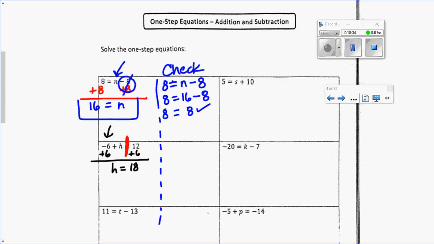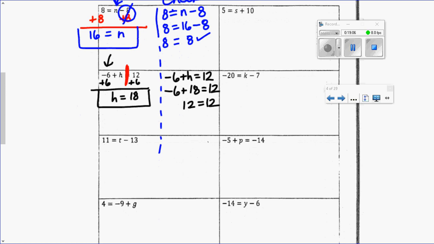Now, if you had subtracted 6 and got negative 12, or if you subtracted 6 from the other side and got 6, anything besides 18 will not work when you do the check. So this is why the check is so important. Again, you might think that this is just extra work, and yes, it is extra work, but as the problems get more complex, you'll be able to check your answer better. Okay, so negative 6 plus 18. What is negative 6 plus 18? It is, in fact, 12. Okay, try the next one on your own.